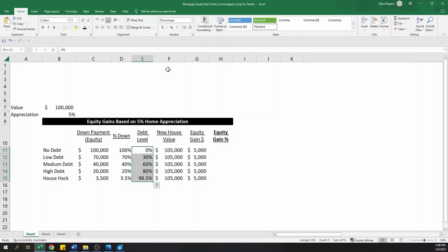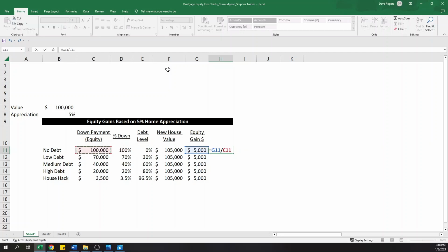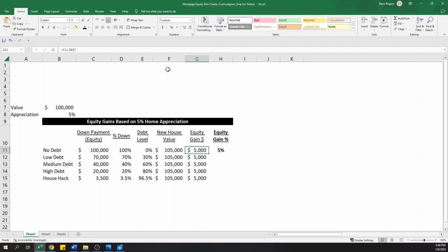Remember, the debt is how big your loan is, or the opposite of the percent down that you put as a down payment. So a 0% debt level is 100% down, or that just means you paid cash for the house. Now, what kind of equity gain do we get? Our equity gain here is $5,000, which is the gained value of our equity divided by the initial equity, which is the 100% cash that we paid for the $100,000 house. So when we do the math, 5,000 divided by 100,000, that's a 5% equity gain.